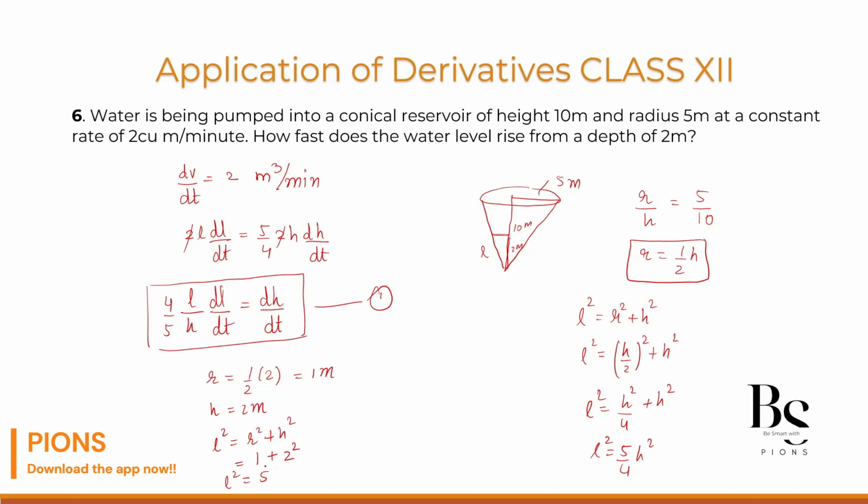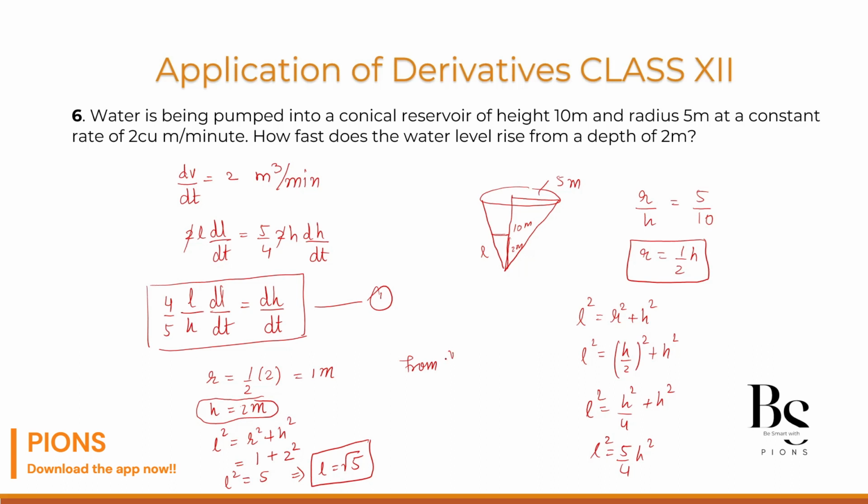So 2 2s are 4 plus 1, 5. L square is 5, and this implies L equals root 5. Correct? At that instant. But what they are asking is how the water level is rising, which means dl by dt. So L is root 5 and H is 2. Let's substitute these values in equation 1.